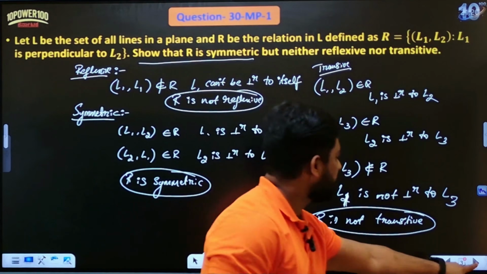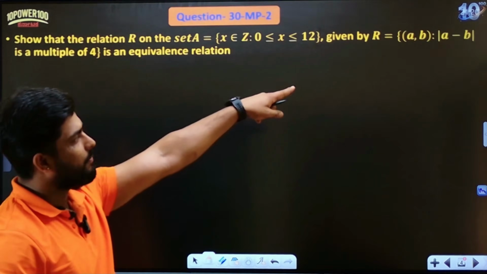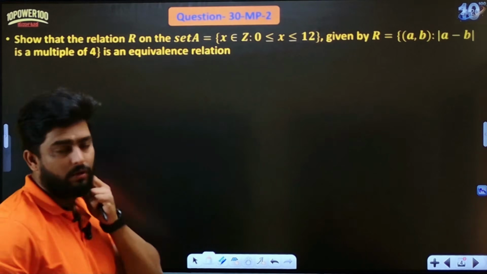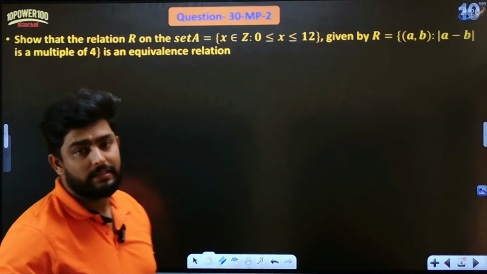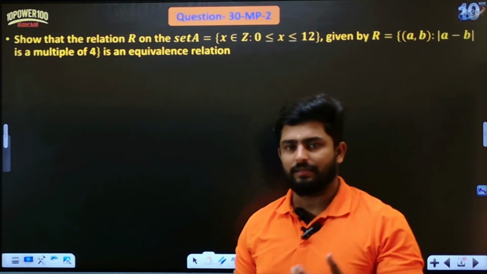Okay. Next one. Show that the relation R equal to A comma B such that mod A minus B is a multiple of 4 is an equivalence relation. Show that it is an equivalence relation. So when they ask you to write like this, in that case it is easy, okay.